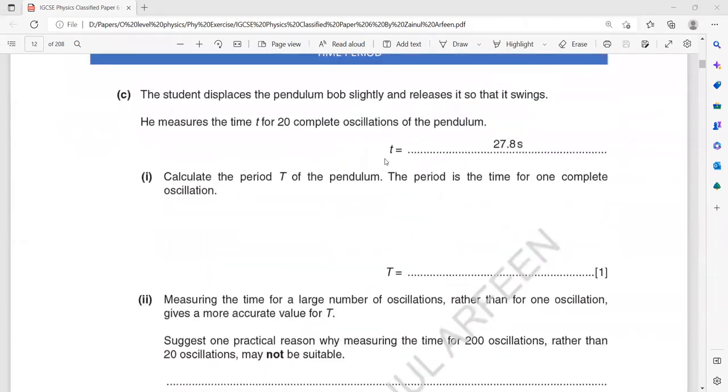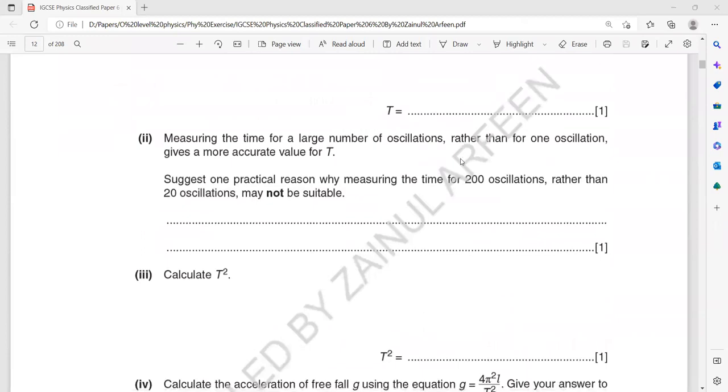Then we need T squared. What is the meaning of T squared? It means we had a value of T which was 1.39. We just need T squared, which means we just have to square it. So 1.39 squared. What's the answer for 1.39 squared? 1.93. So 1.93, and the unit will be second squared, because this was time in seconds and this is time squared, so the unit will be second squared.